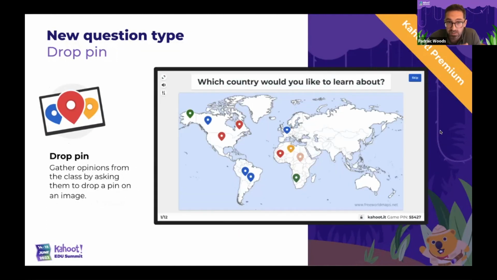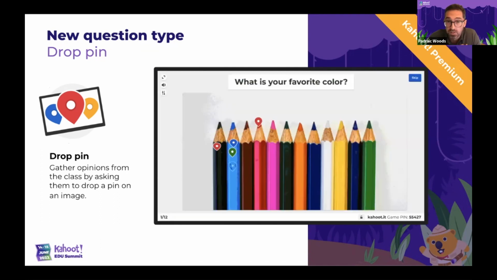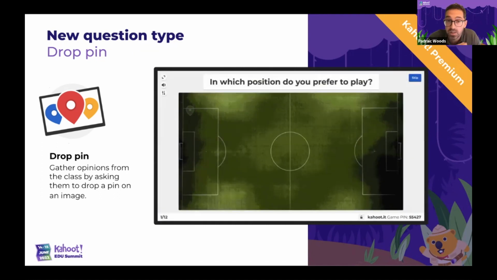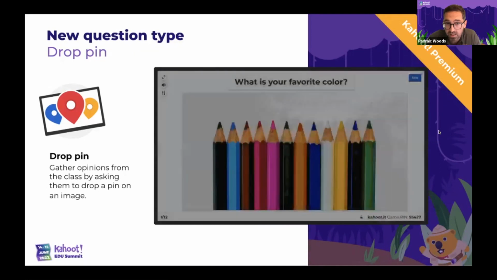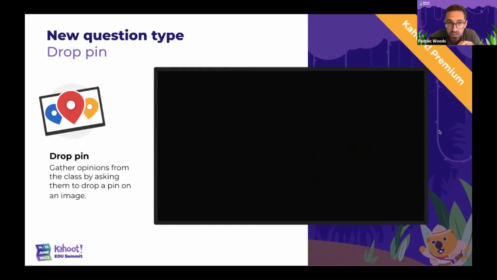The final question type I'd like to share with you is called Drop Pin. So drop pin is a poll type question, so there's no correct answer. Students simply drop a pin on the image. It's a very versatile question type because it can be used in many ways, and some of which I'll show now in a quick demo. This feature is available later this week as a free trial with Kahoot Premium. So now I'll show you some of the ways that you can use these new features. Here's a quick demo.